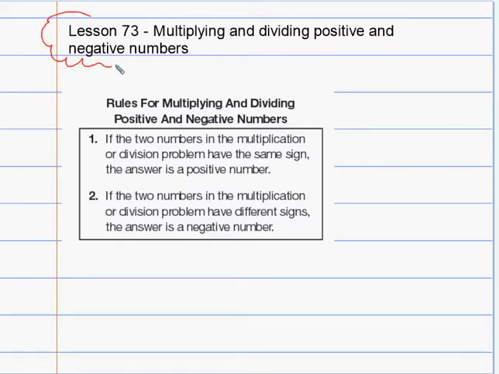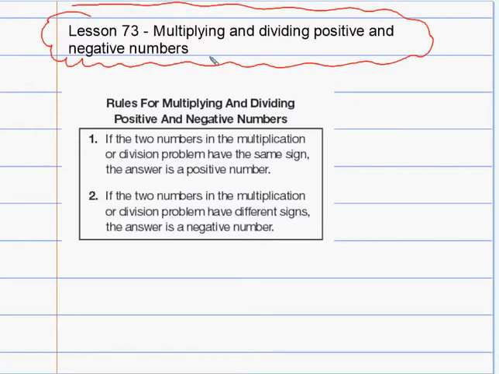Hi class, this is lesson 73 for course 2, multiplying and dividing positive and negative numbers. Here are the rules that you must memorize.